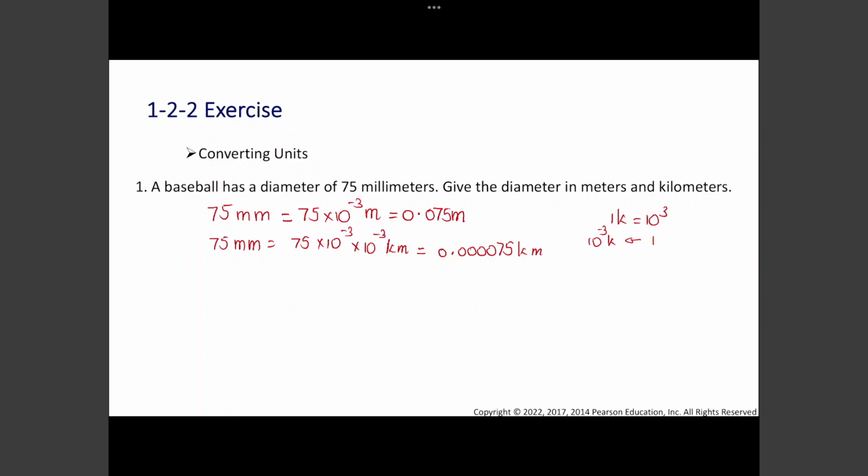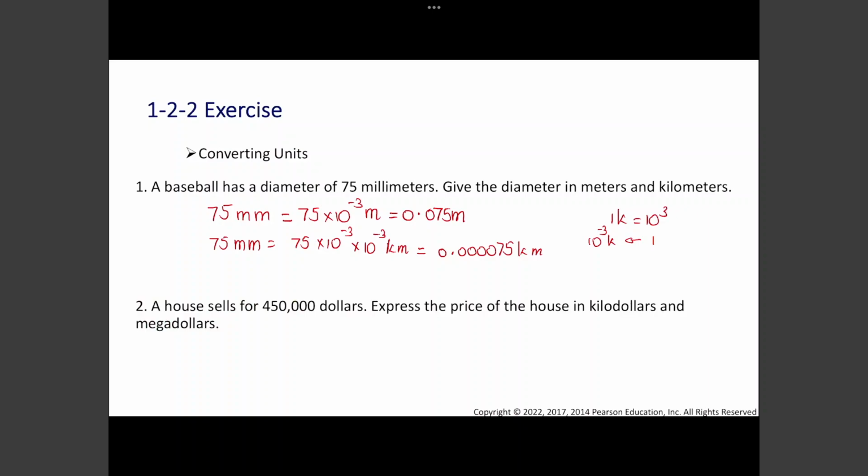Now let's see one more example. A house sells for $450,000. Can you express the price of this house in kilo dollars and mega dollars? Can you give a try?